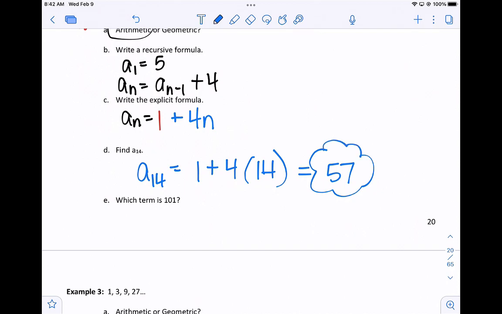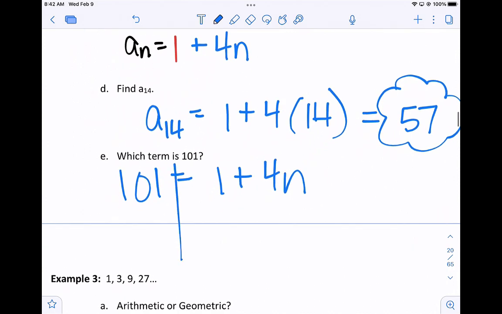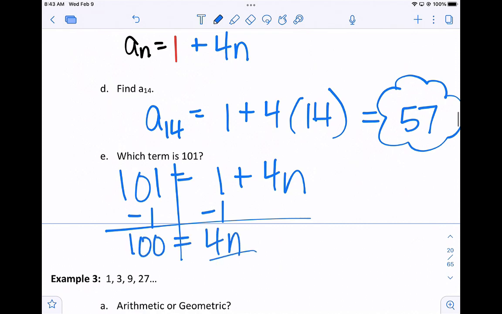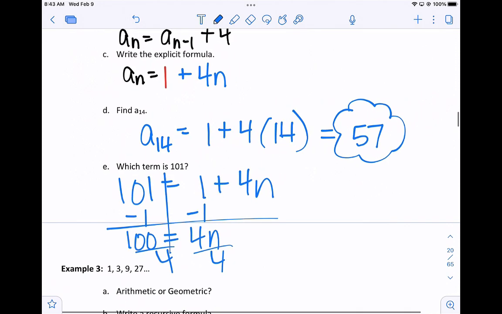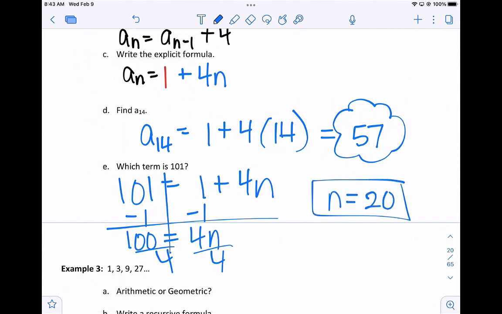Which term number is the answer 101? So now we're looking at, all right, what term? So n we're solving for. We can subtract 1 from each side. We get 100 equals 4n. Divide by 4. So n equals 20. So the 20th number is 100. The 14th number is 57.